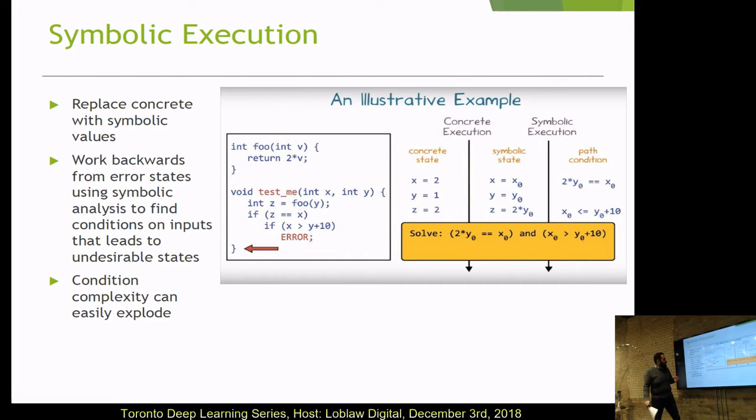And by the same token, if you have a program that, for whatever reason, under some conditions has to throw an error, you can work backwards and see what the conditions for that error are. So this is symbolic execution.